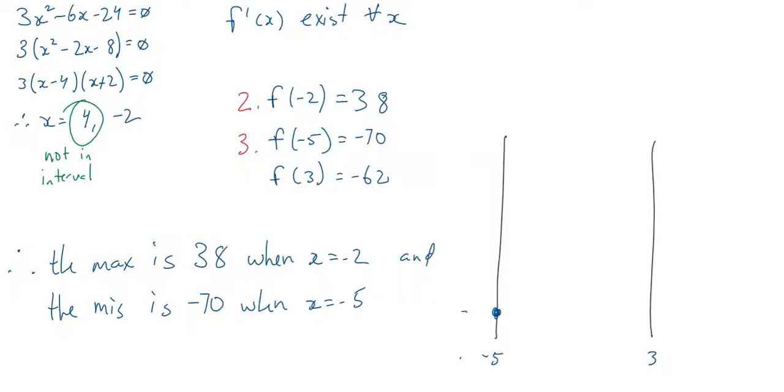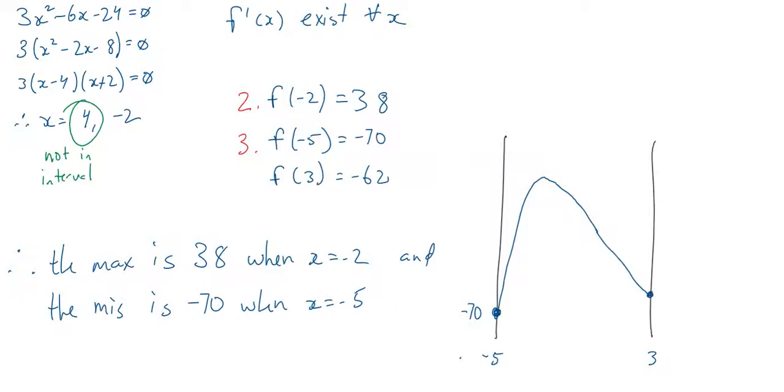The max is 38 when x is -2. So I'm going to keep that a little bit closer to -5 because it would be a bit closer to -5 than it would be to 3. And then what happens, it comes back down because at 3, I'm back at -62. So I can't go as low as -70, but I want to go a bit higher even just to be careful. So there's -62. And you don't have to do this, but you might.